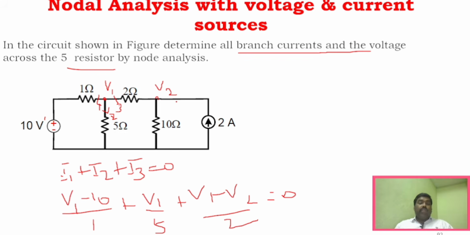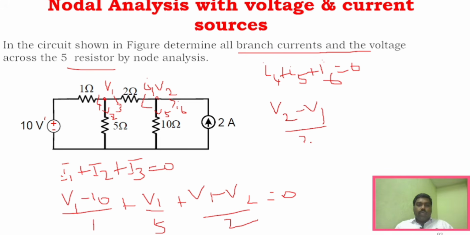Similarly for V2, now you have to be very careful here. You have a current source here, right? So for V2, I consider this as I4, this is I5, and this is I6. So here, once again, you will apply KCL. The sum of currents across all branches is equal to 0. So I4, I5, I6. This branch can be written as V2 minus V1 divided by 2.